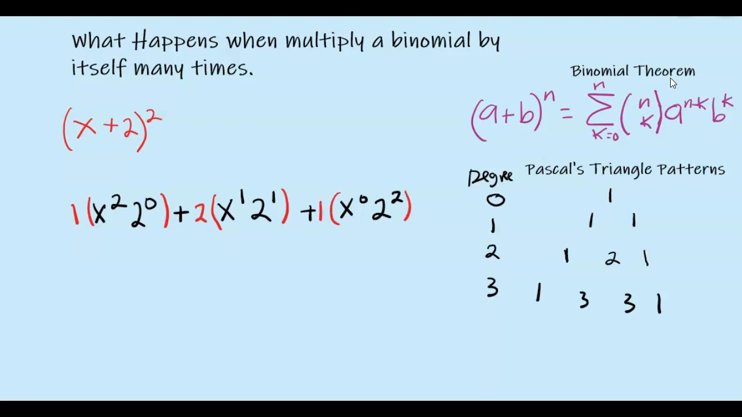So here we got 1 times x squared times 2 to the power 0. 2 to the power 0 is 1. So here we got x squared. And here we got 2 times x times 2, which makes it 4x. And then the last one, we get 1 times x to the power 0. Any number or variable to the power 0 is 1. So it's going to be 1 times 1 times 2 squared. 2 squared is 4. So here we got 4.